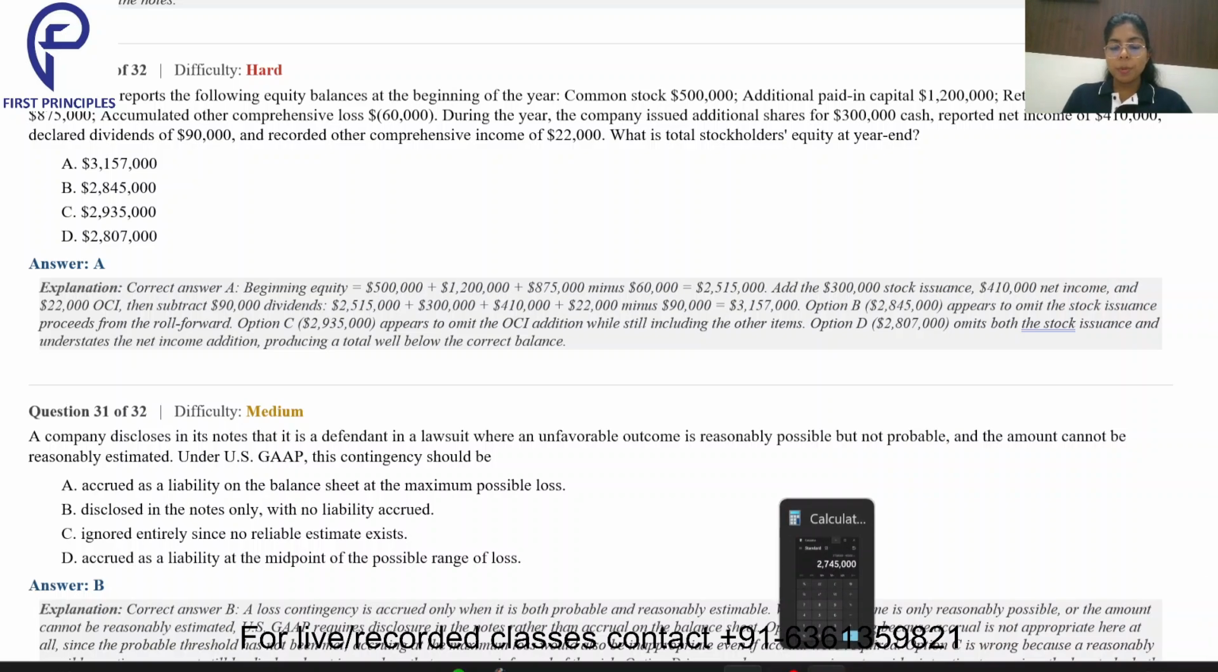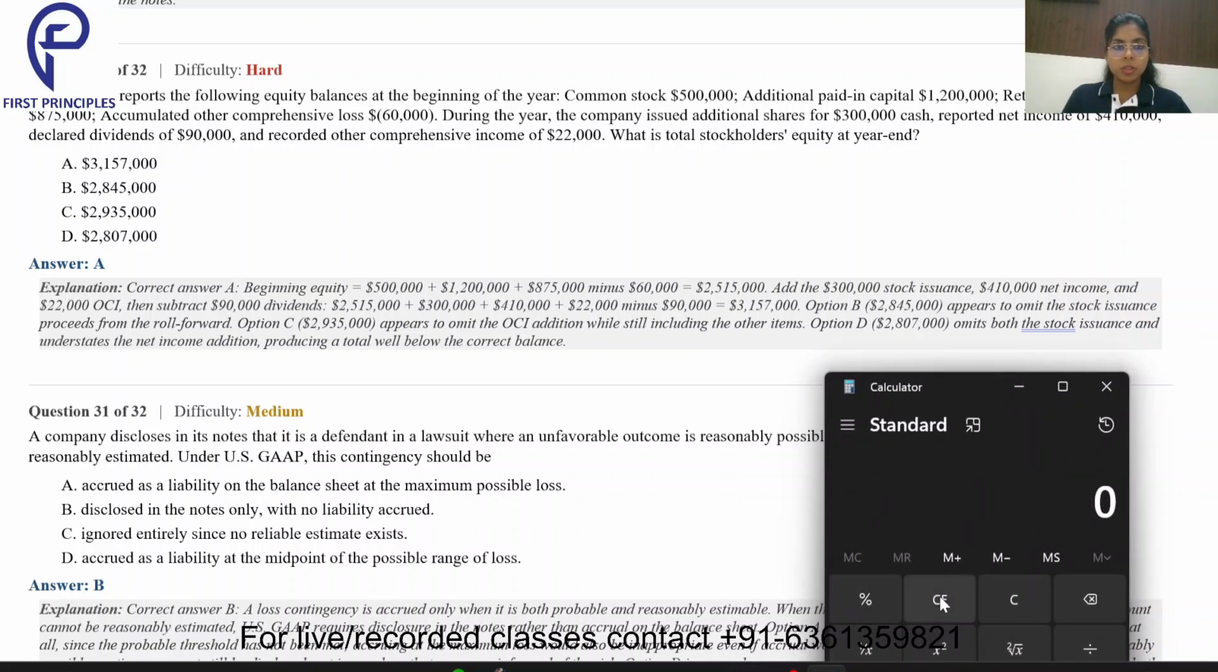Now, let us open our calculator and this question will be solved on the calculator. First of all, beginning balances are given. So, the beginning balance of the common stock is given. Then, additional paid in capital. Then, retained earnings is added. Then, other comprehensive loss. What is the loss? Of 60,000. So 2515 is my beginning equity.